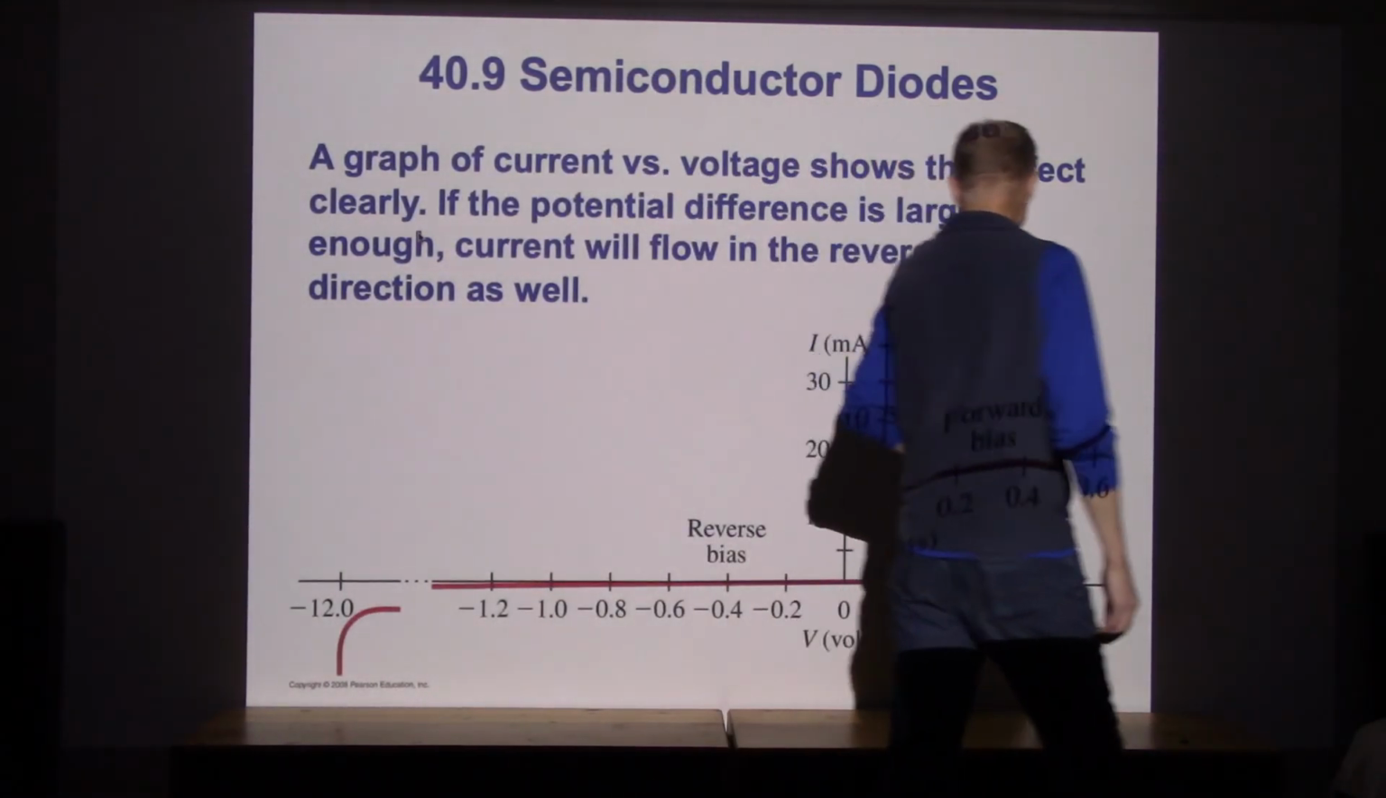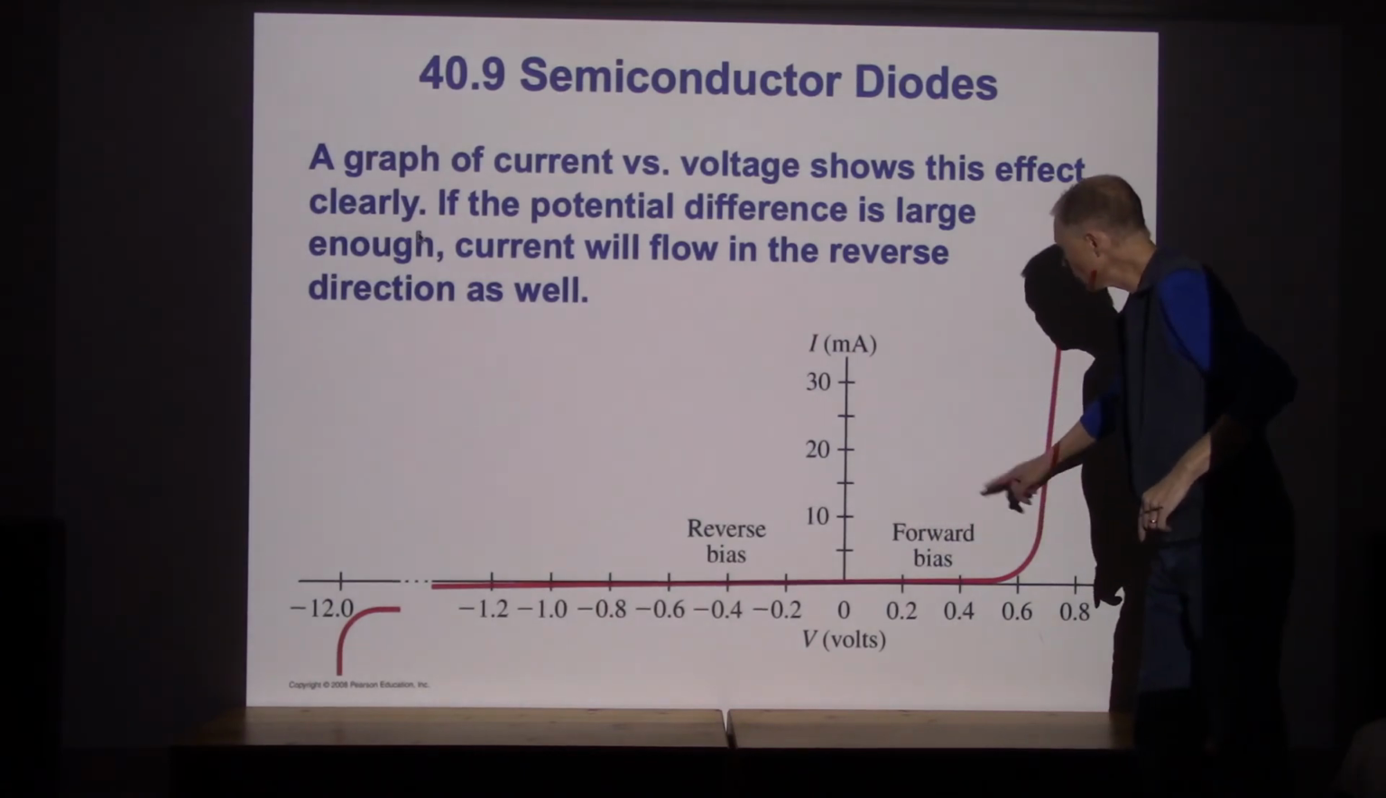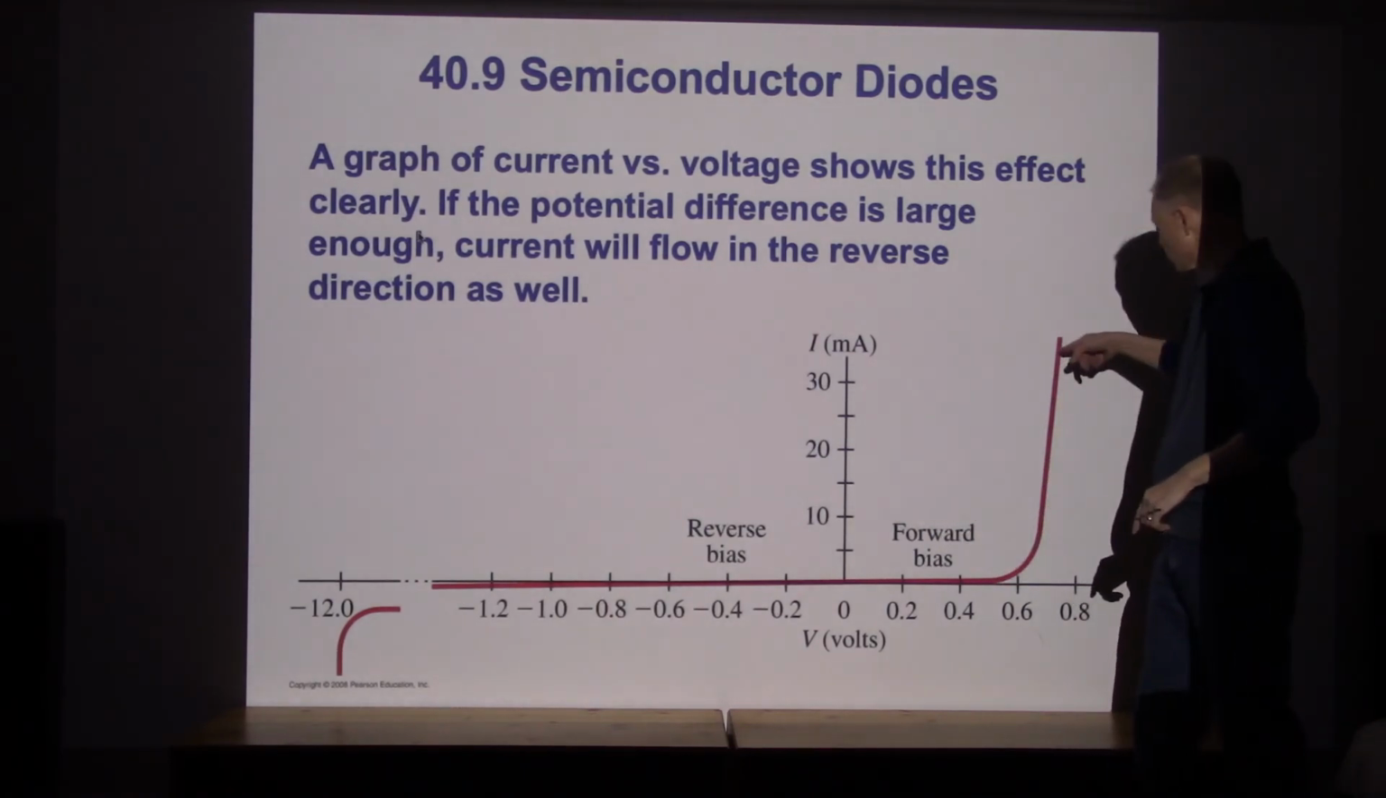Whereas in the forward bias, what we're seeing is that even getting up to a few hundred millivolts, we're starting to see current start to really take off.